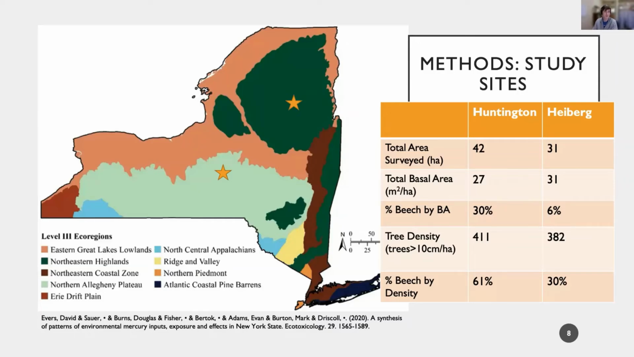Hyberg Forest is not devoid of beech, though. We do have 30% of the stems there of canopy trees over 10 centimeters are beech. So still quite a bit of beech there, just not the extreme levels that we see in our northern site there at Huntington Forest.